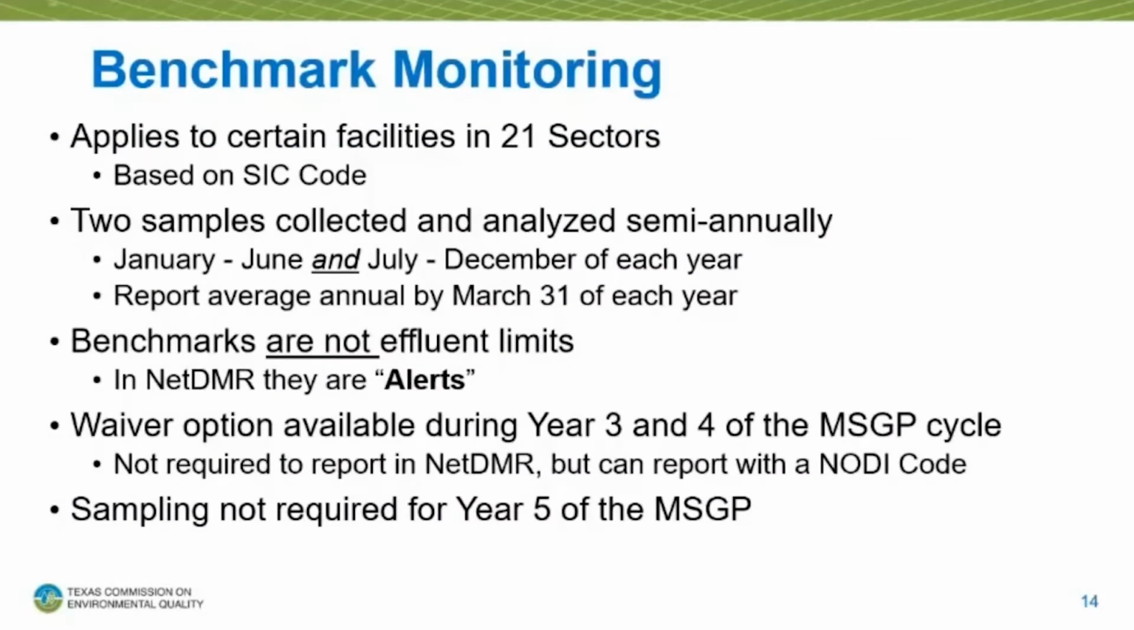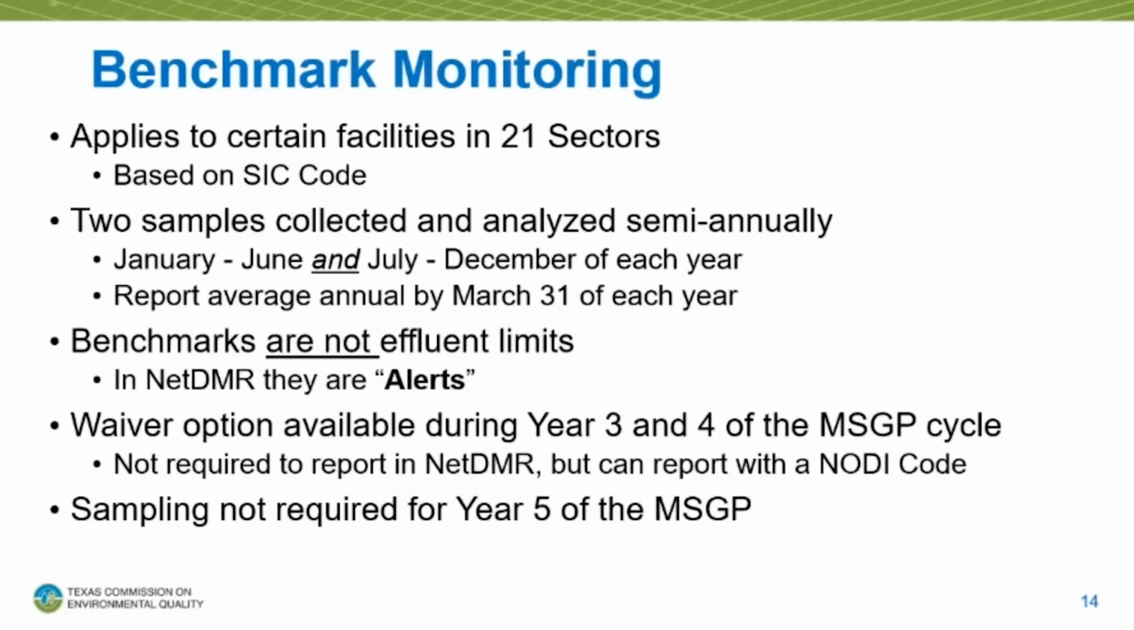The next monitoring type is benchmark monitoring. So this applies to a lot of our permittees, but not quite all of them. So it's for certain facilities in 21 out of our 30 sectors, and it's based on everybody's specific SIC code. So benchmark monitoring requires 2 samples to be collected and analyzed semi-annually.